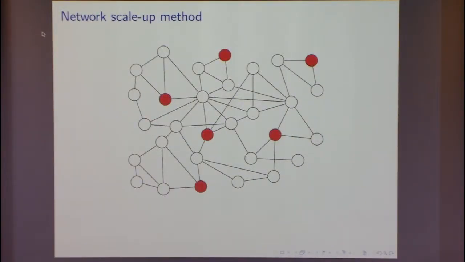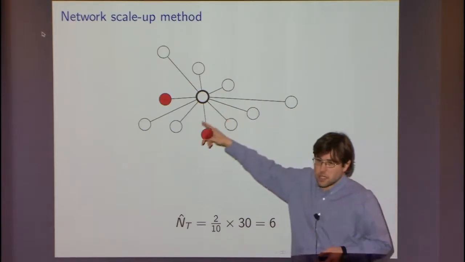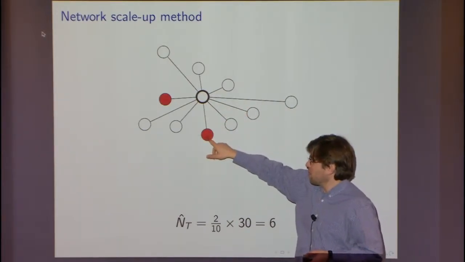So here's a population of 30 people, let's say 6 of whom have red hair. We'd like to estimate how many people have red hair. So we can take a sample of one of those people. We can see that this person is connected to 10 other people, 2 of whom have red hair.